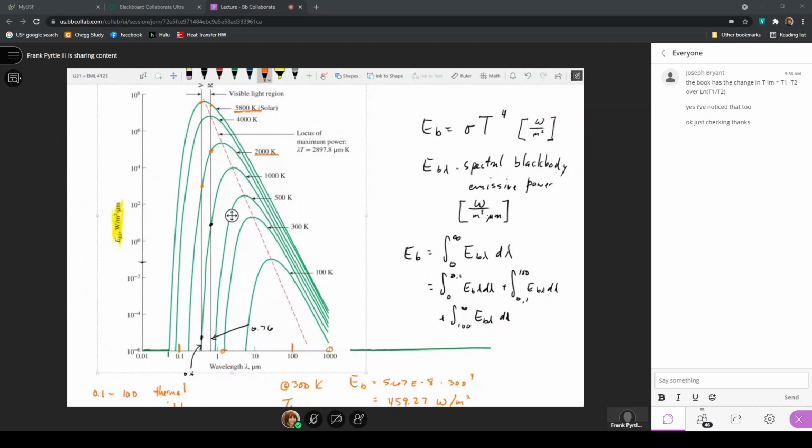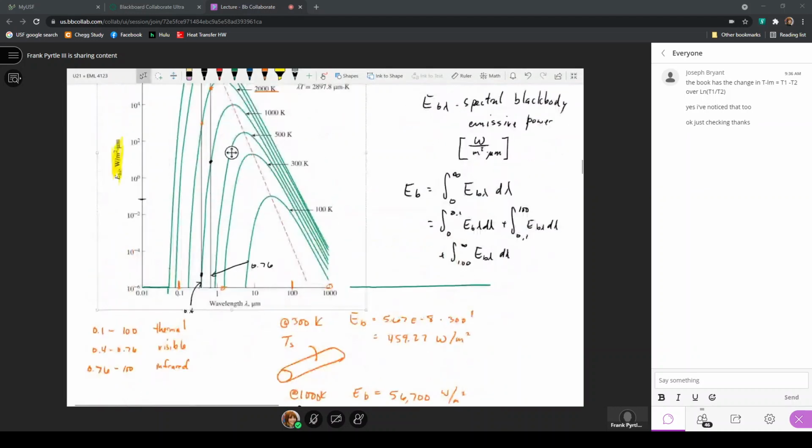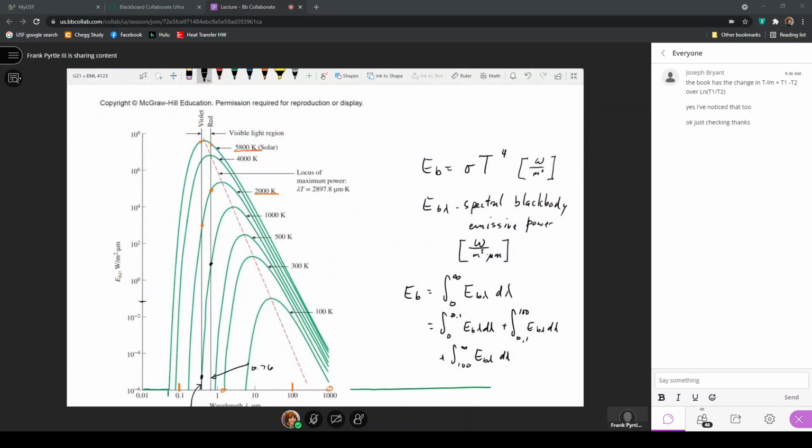Now, this red dashed line that's drawn through the maximum on each one of these temperatures, the green lines here, is a result of what we call Wien's displacement law. Wien's displacement law is used to describe the position on the x-axis where that maximum wavelength should occur.